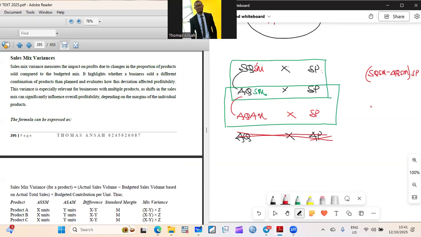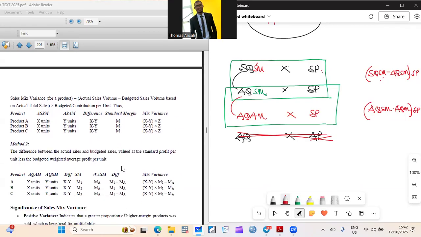All right. Then this one will be what? AQ SM minus what? AQ AM also by SP. But please, the SP, time and time again, I'll remind you, the SP is standard margin. So I can use SM to call it standard margin, and this one, SM, standard mix. All right. So that is that. So take note of that. So that is what you have there.